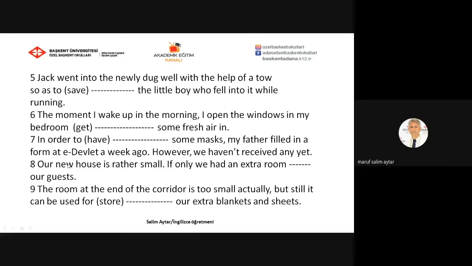Number 8, our new house is rather small. If only, or I wish, we had an extra room. An extra room for what? Number 9, the room at the end of the corridor is too small actually, but still it can be used for what? Our extra blankets and sheets, maybe?